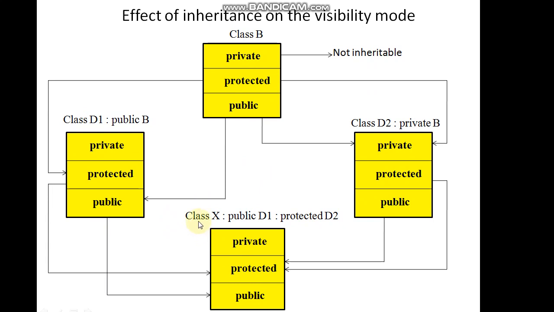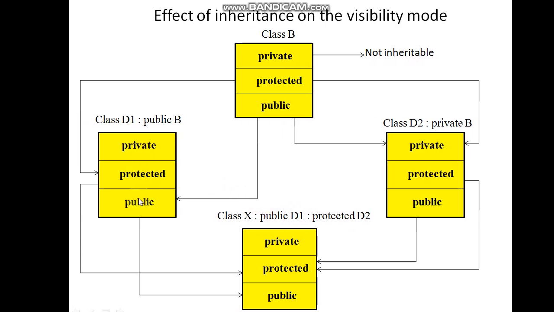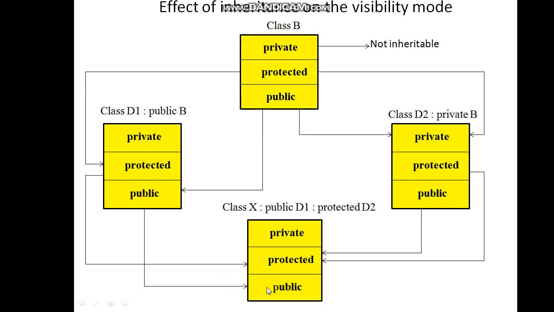Now let's understand this. Class X is derived from two base classes, D1 and D2. Properties from D1 are inherited publicly into X. Properties from D2 are inherited protectedly into X. Now from D1 we are going to inherit properties publicly. Private members are never inherited. Public data will become public data in the derived class. Protected data will become protected in the derived class.